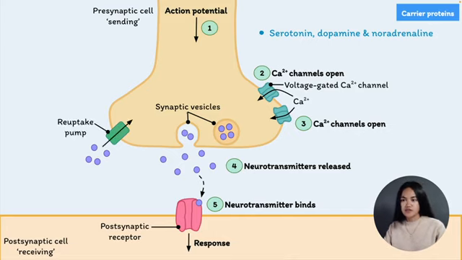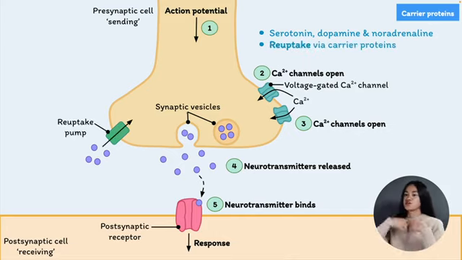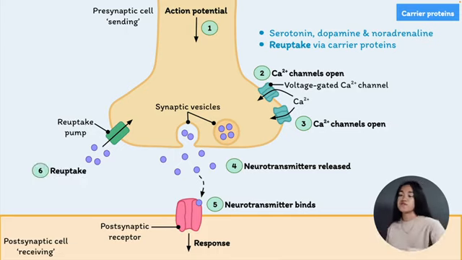These neurotransmitters' actions are terminated when they are removed from the synapse, okay? So generally, the removal of the neurotransmitter occurs via reuptake into the presynaptic neuron via a carrier protein through the process of facilitated diffusion. Okay, so reuptake is when the neurotransmitters are taken back up into the presynaptic neuron after they have been released into the synapse.